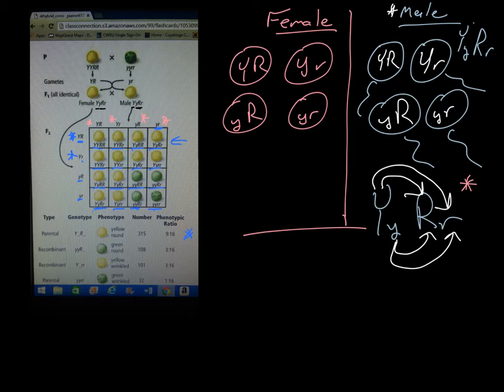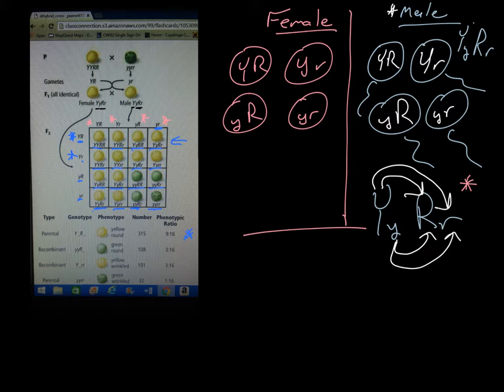For phenotypic ratios. If we did genotypic ratios and we say how many big double Y, double big R would we have in this, all 16 of them, I think you can agree with me that there's only one of those. So it's 1 out of 16 that we would get out of the progeny for this genotype.